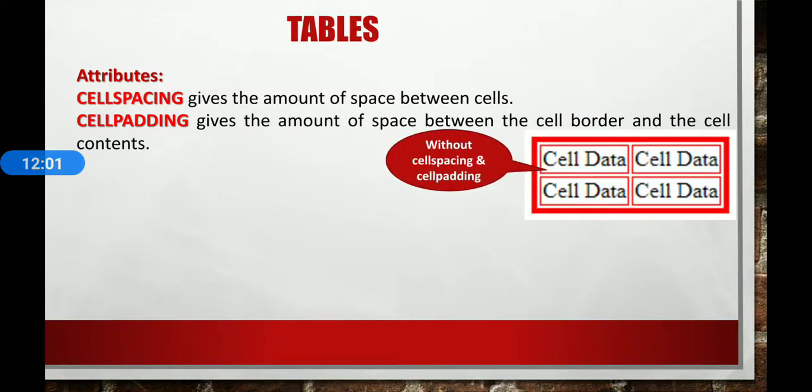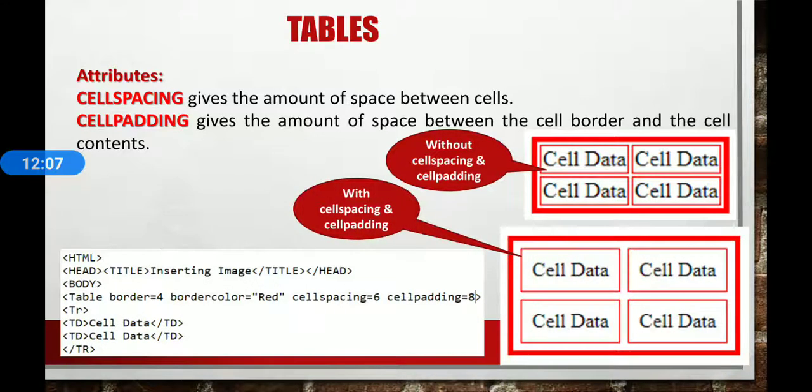This is an example of a table without cell spacing and cell padding. Here with the cell padding and cell spacing. Here we give the cell spacing equal to 6 and cell padding equal to 8. So you can see the difference between the above table and the below one. The distance between the cells and the inner edge of the cell and data.